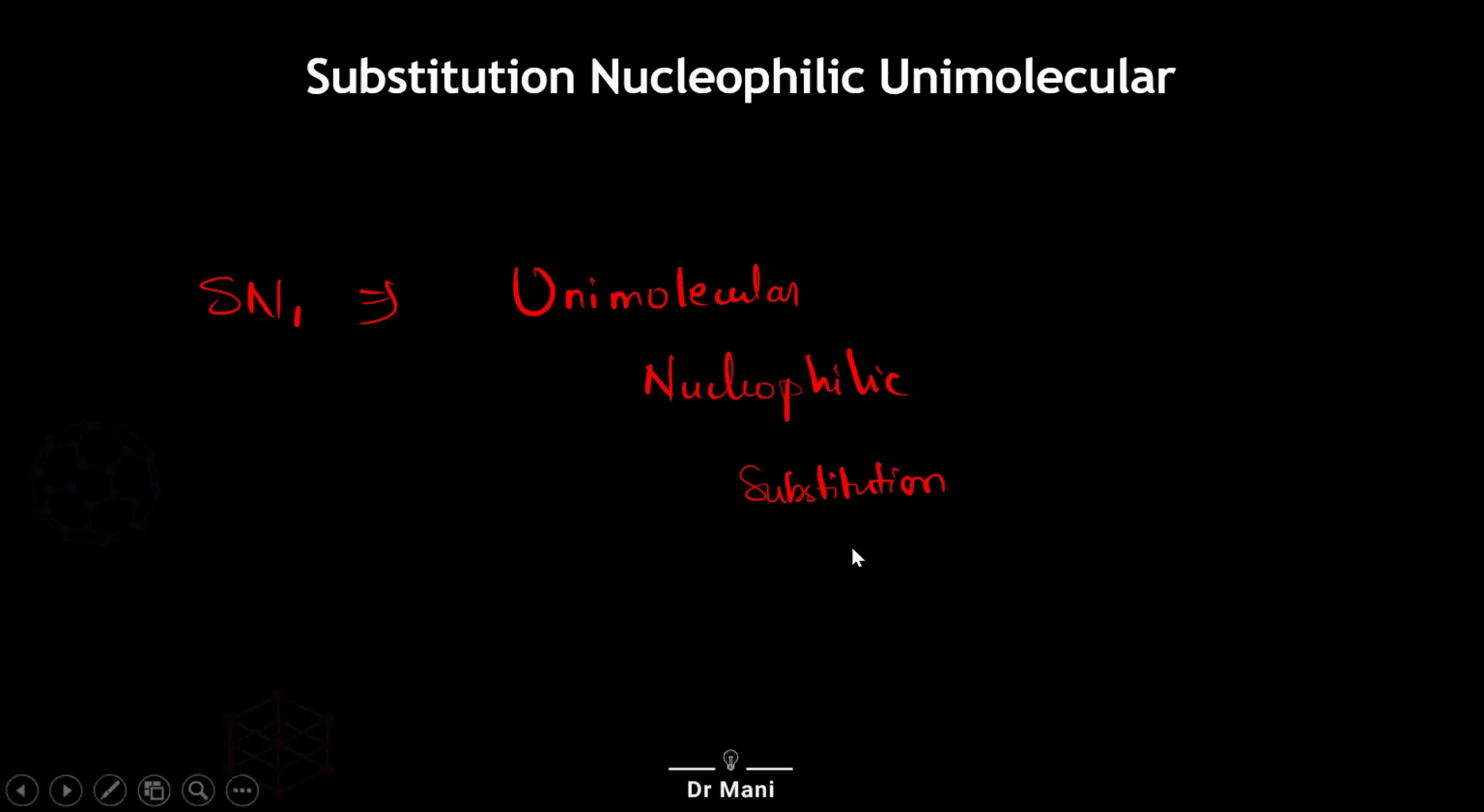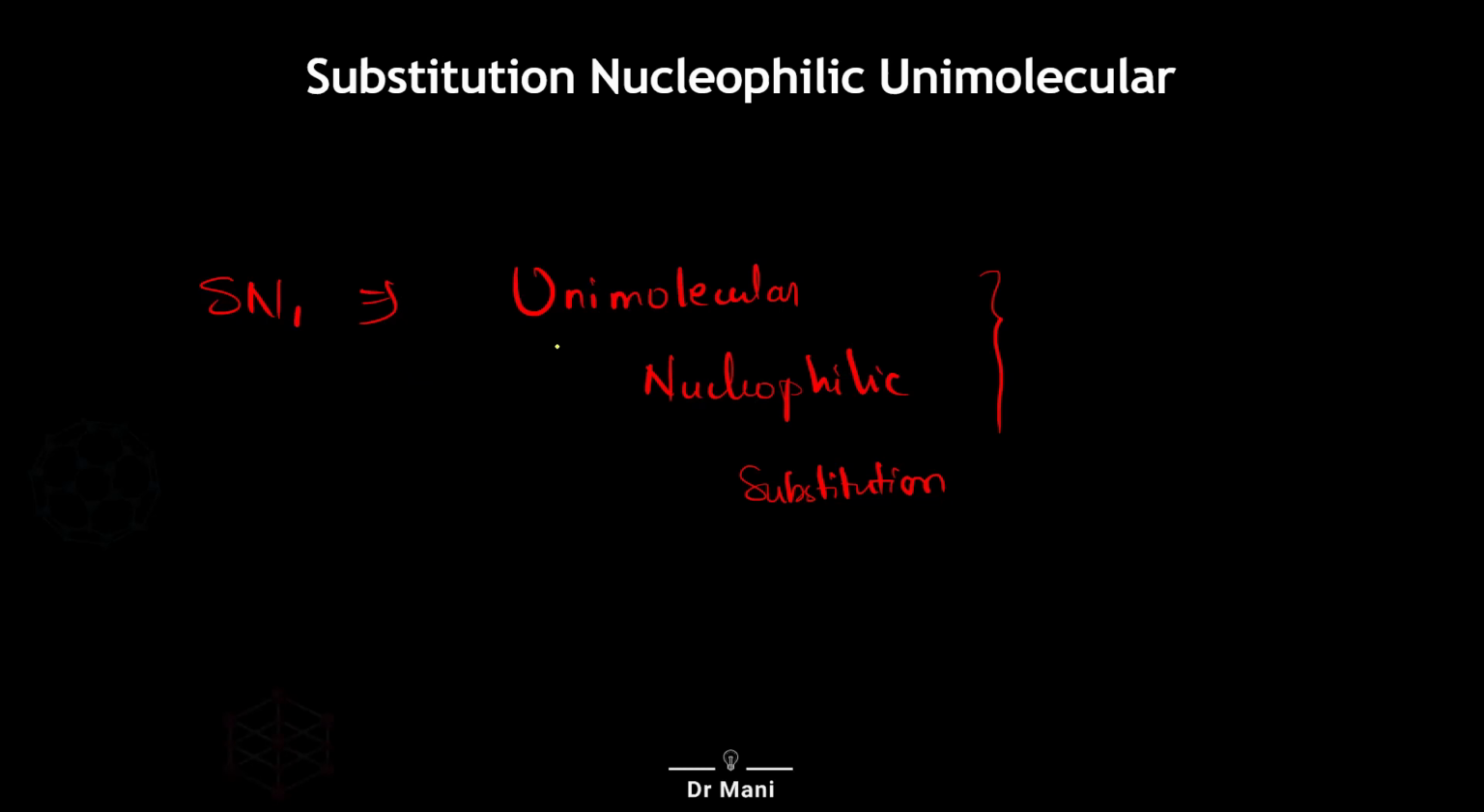Come on, someone tell me. What can you infer here? If it is SN1 unimolecular, what can you state? I said 2 means 2 species were involved. Here it's only 1. Okay, guys, I'll explain. Listen.